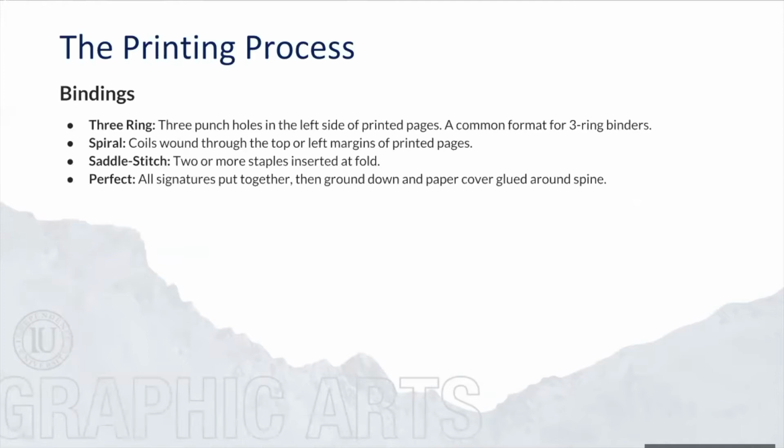Then you have a saddle stitch, which are 2 or more staples inserted at the fold. So it's not really stitched, it's stapled together. We've probably all worked in workbooks that are set up that way as kids. And then the perfect, which is all signatures put together, then ground down, and the paper cover is glued around the spine. So that's a good example for your paperback book that you have.